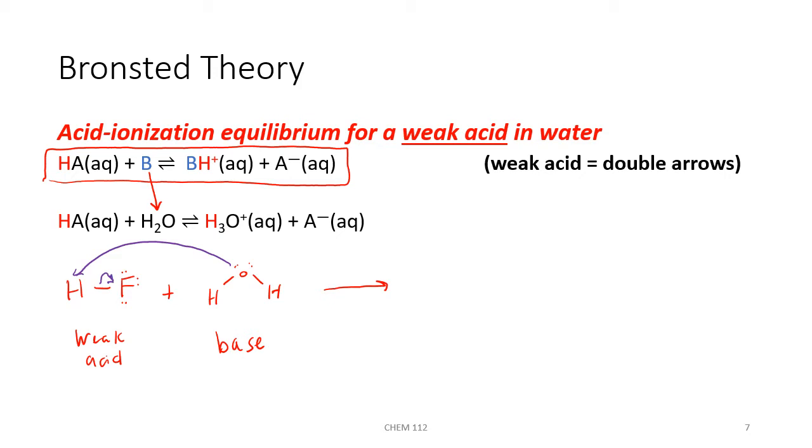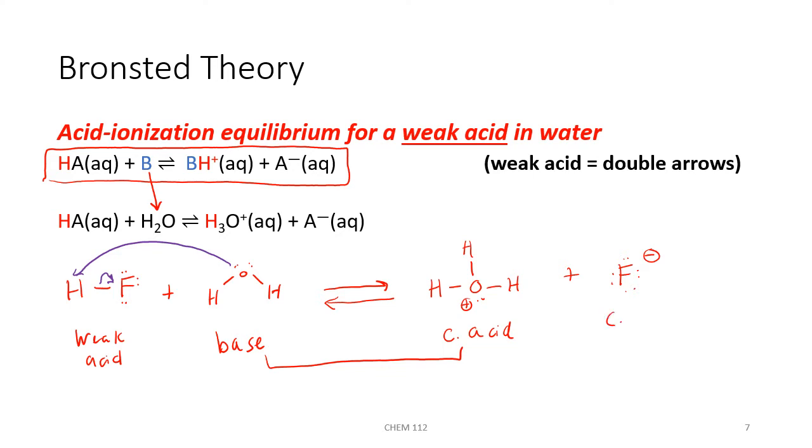Our products, and we're going to use double arrows because we have a weak acid, so it'll be an equilibrium that will develop. But our products are going to be water plus a proton, so that is the hydronium ion, H3O+, plus the anion from that acid, which will be the negatively charged fluoride anion. So our conjugate acid-base pair here, water was our base, its conjugate acid is hydronium ion, and HF was our acid, and its conjugate base is going to be the fluoride anion.